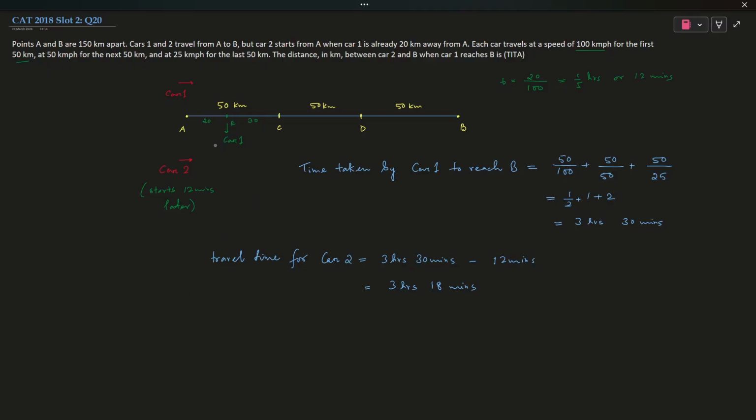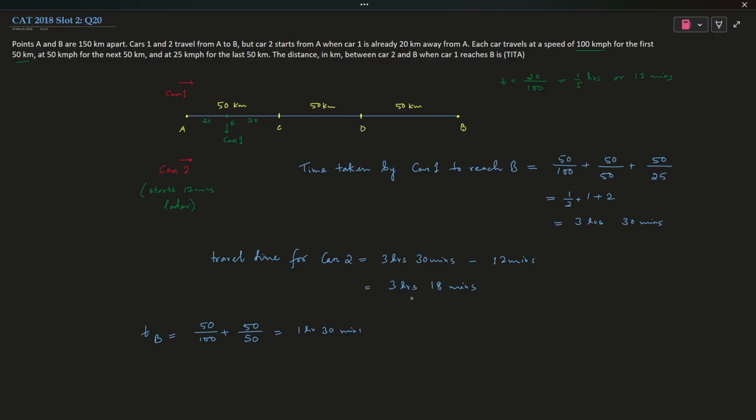So for the first segment, car 2 will take time of 50 by 100, which is 30 minutes. Okay, for the next 50 kilometer, it is traveling with 50. This is time taken by B. So this is basically 1 hour 30 minutes.